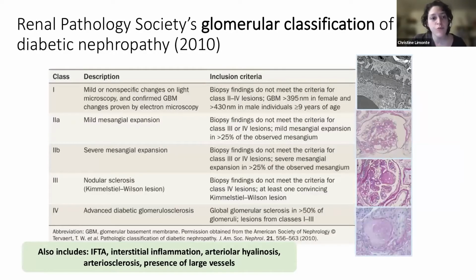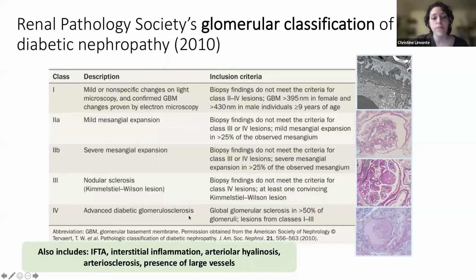In 2010, the Renal Pathology Society devised a glomerular classification system for diabetic nephropathy that largely corresponds to these 4 lesions. The goal here was to develop a consistent method for describing glomerular lesions for clinical and research purposes. These classes were chosen because they roughly correspond to clinical features and prognosis, which I'll go into more detail about soon. Class 1 corresponds to our GBM thickening. Class 2 is split into 2A and 2B and corresponds to mesangial expansion. Class 3 to Kimmelstiel-Wilson lesions, and Class 4 to advanced diabetic glomerulosclerosis.